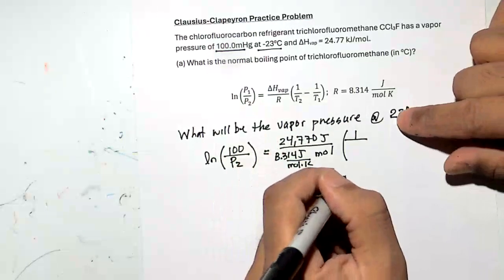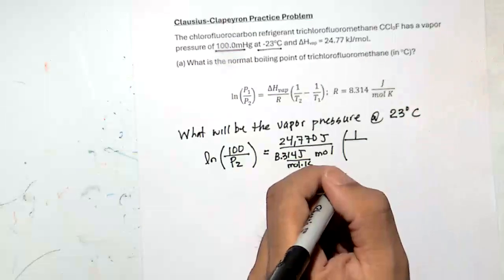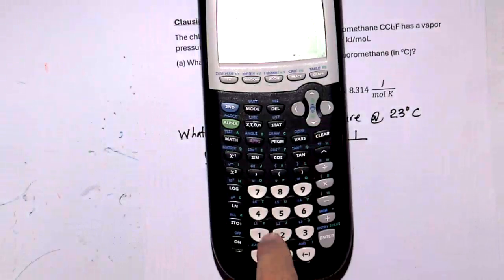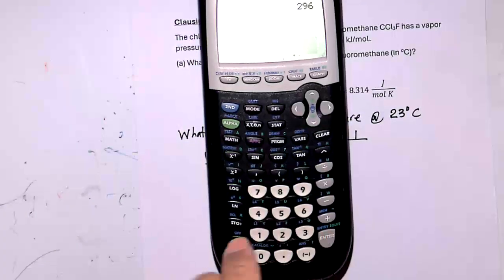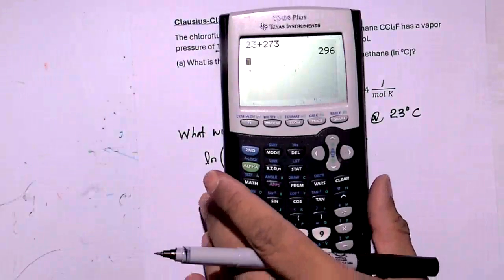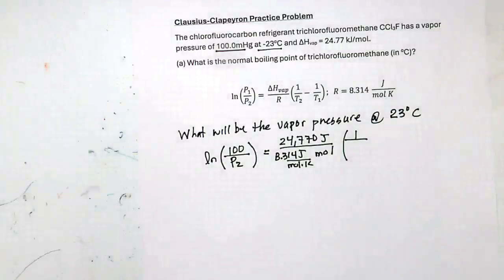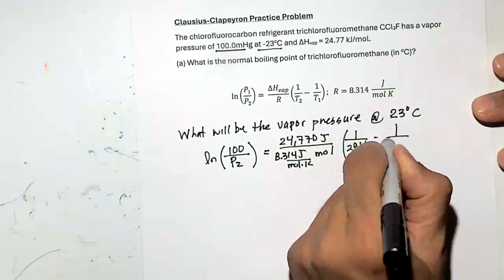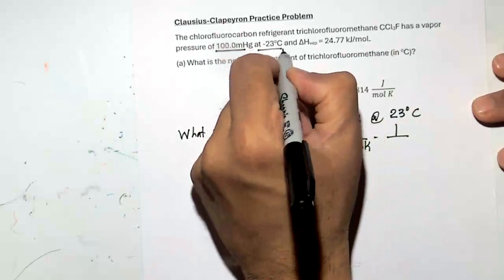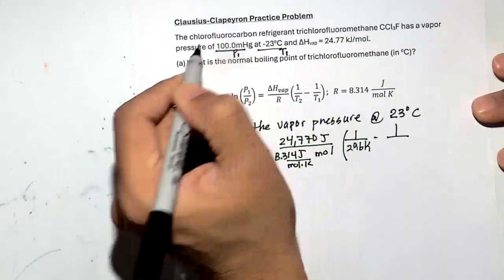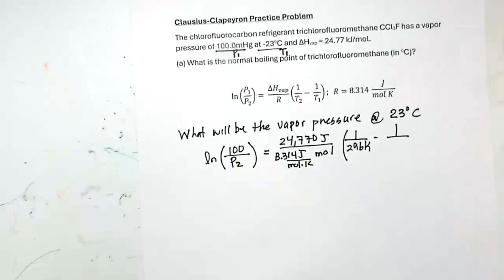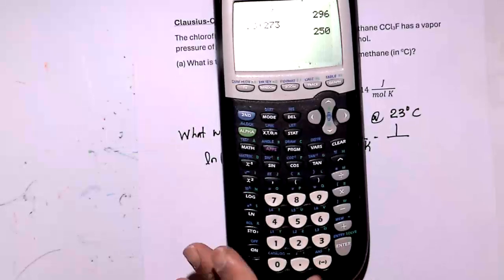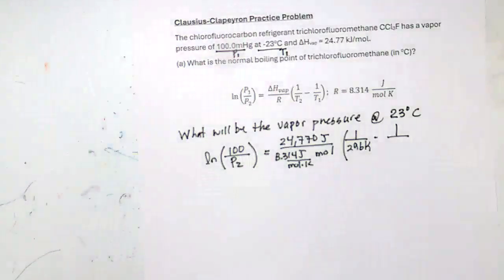Okay, what's 1 over T2? We're going to take our 23 degrees C and add 273 to it. That's 296 Kelvin. And our T1 here, this is T1, P1. Our T1 here is, what's minus 23 plus 273? 250.